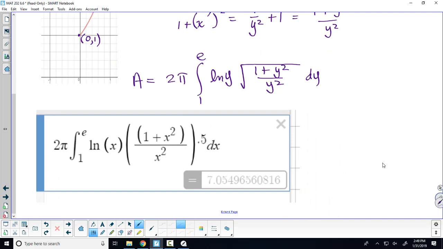So there's our approximations. Any questions on that?